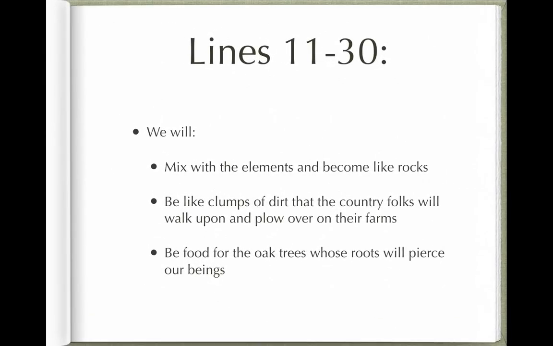At the end of this 20 line segment, as we do return to the earth, the poet William Cullen Bryant mentions that these three things are going to happen to us or to our bodies as we go back to the earth. We're going to mix with all the elements and become like rocks. That doesn't sound very pleasing, but it is the natural progression of life, returning back to the earth. And we're going to be like clumps of dirt that the country folks eventually are going to walk over and plow over on their farms, and that our decaying bodies will be a source of food for all the oak trees whose roots are going to pierce us while we're in the ground.